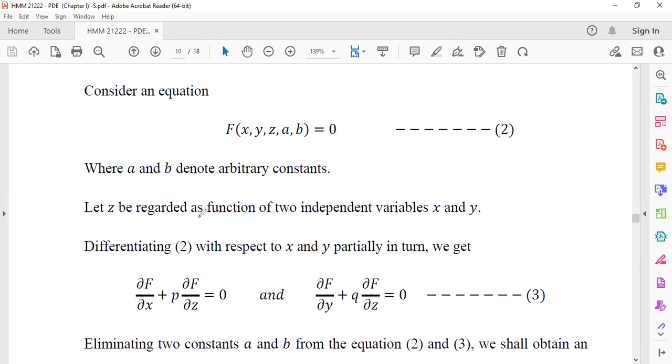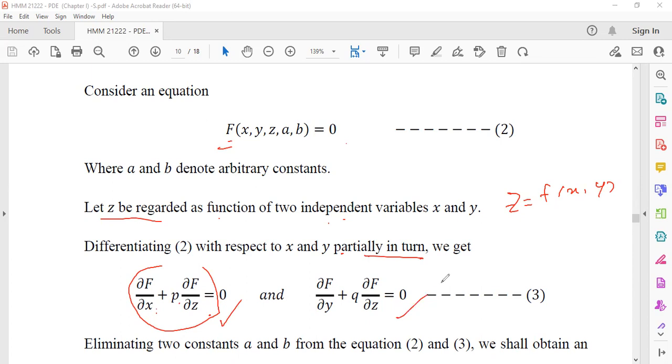So let z be regarded as a function of two variables, so z is equal to f of x comma y. Then differentiating this equation number 2 with respect to x and y partially in turn, we get this equation: ∂F/∂x plus p times ∂F/∂z. I have explained this one already. And ∂F/∂y plus q times ∂F/∂z is equal to 0. This is our equation number 3.